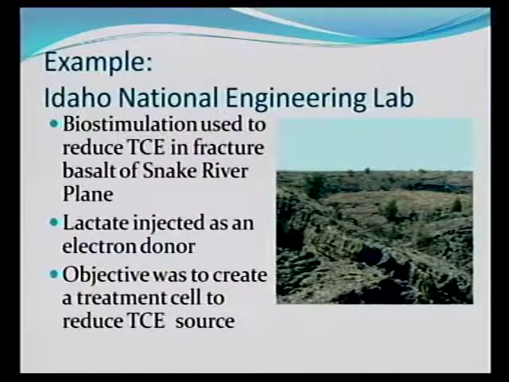I'm trying to stick to sedimentary rock, but I couldn't find a good example for at least a well-studied site of biostimulation. So I went to the Snake River Plain, which is a basalt. These are lava flows, and they injected lactate as an electron donor. And so what these bugs are doing is they're transferring electrons. This is how they get their energy.